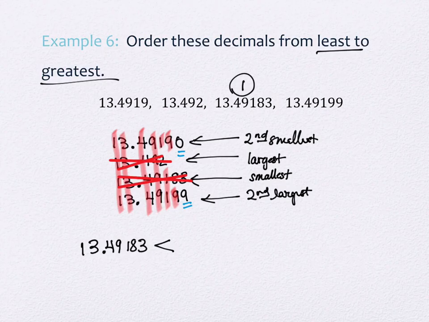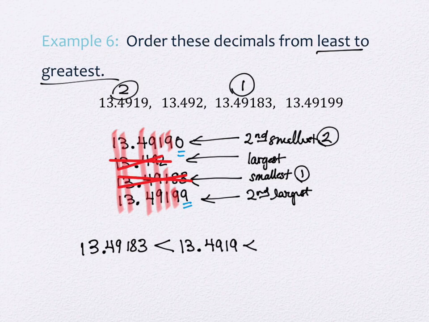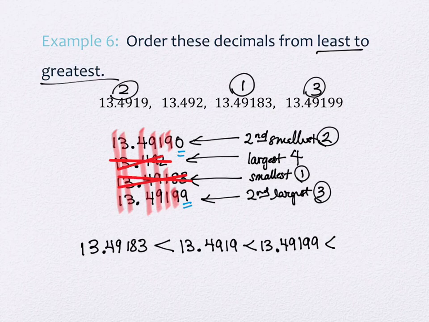The second smallest, so this was my smallest. My second smallest is right here. It's the first one. It's the 13 and 4,919 10 thousandths. The second largest would be next. That's the last one listed. That's my 13 and 49,199 hundred thousandths. And then my fourth and largest one is the 13 and 492 thousandths. Okay?